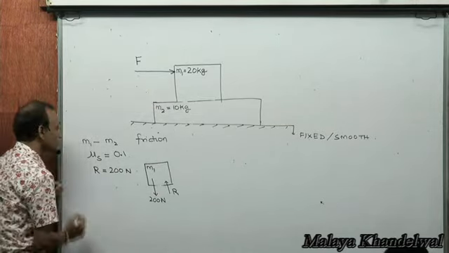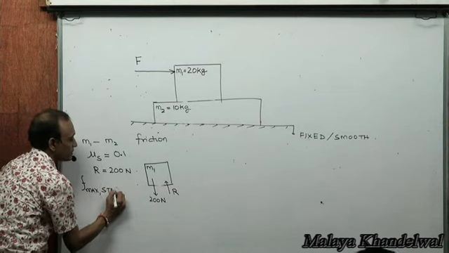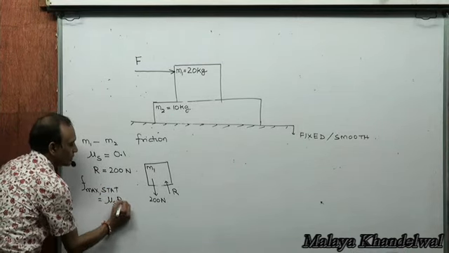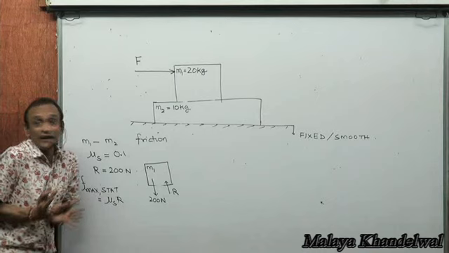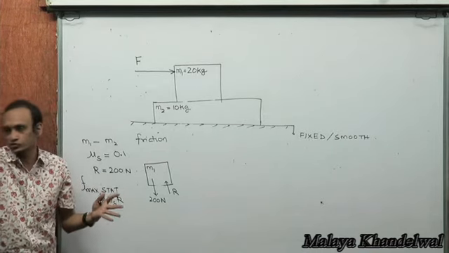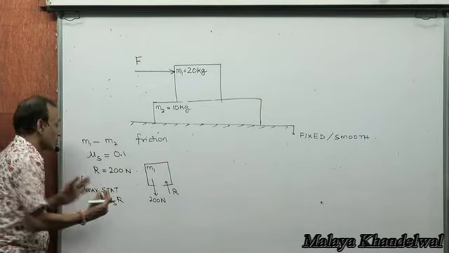Now, what is the maximum value of static friction between the two surfaces? F max static between the two surfaces is going to be given by mu s into normal reaction. That's the maximum possible value of static friction, right? Not that all of it will necessarily get used. Only the part that is required will get used, right? But maximum static friction between the two surfaces would be 0.1 into 200, which is 20 newtons. The maximum value of static friction between the two surfaces is 20 newtons. Clear?